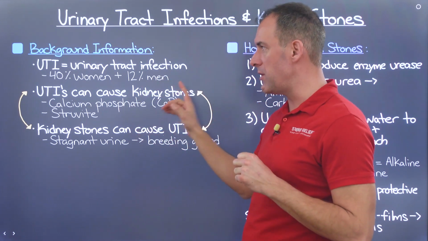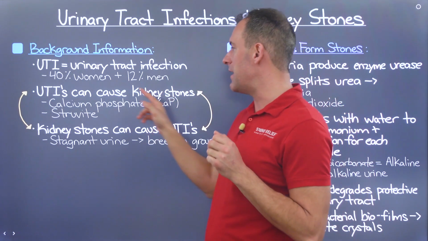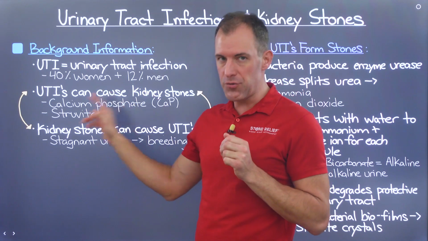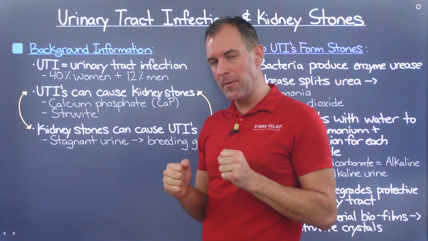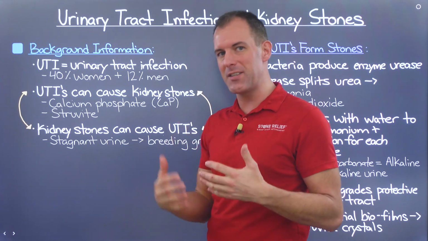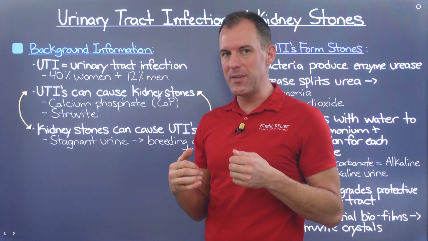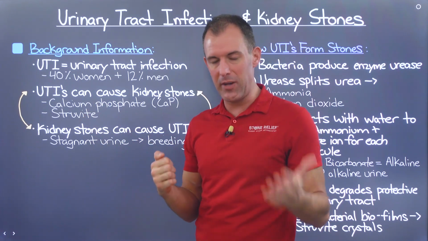Now, when it comes to UTIs, these can cause kidney stones, and in particular, it's going to be the calcium phosphate and the struvite variety of stones. This is because of the alkaline urine that the bacteria causing these stones creates, which then feeds itself and starts to form these types of kidney stones. And struvite is actually a part of the calcium phosphate family of kidney stones.